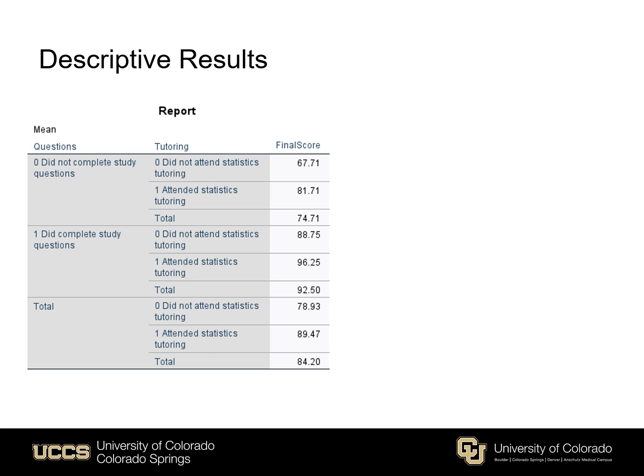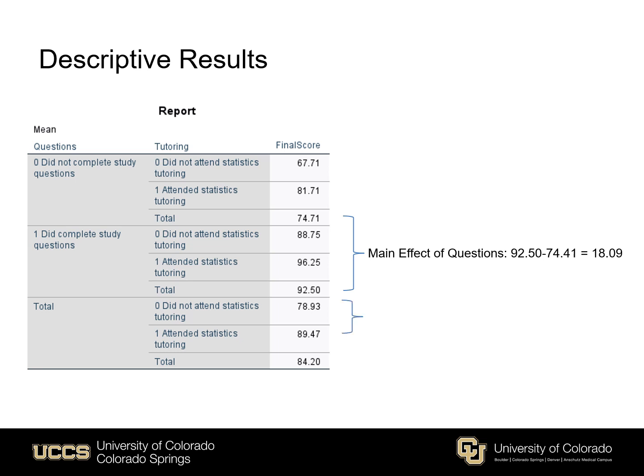There's a lot that we can learn just by comparing the means across these different disaggregated groups with regard to main effects and interaction effects. For example, the two numbers at the end of the bracket are the overall means for the final score for students who either completed the study questions or did not. So that's the overall effect of doing the questions, which is 92.50 minus 74.41, or 18.09 points. That's the overall effect of questions.